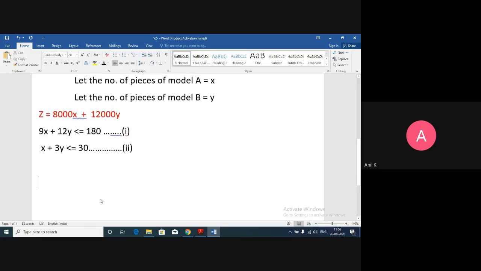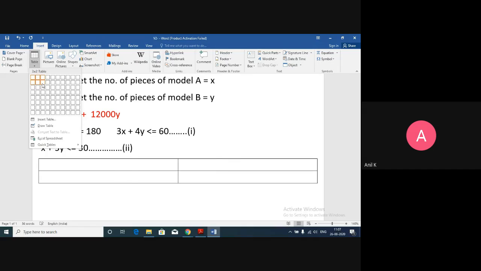Now, can we simplify the first equation? I think 3 will divide. Let me simplify the first equation. Divide by 3, so it is going to be 3X plus 4Y is less than or equal to 60. After dividing, this will be equation 1 and this is equation number 2. So we make the tabular form.